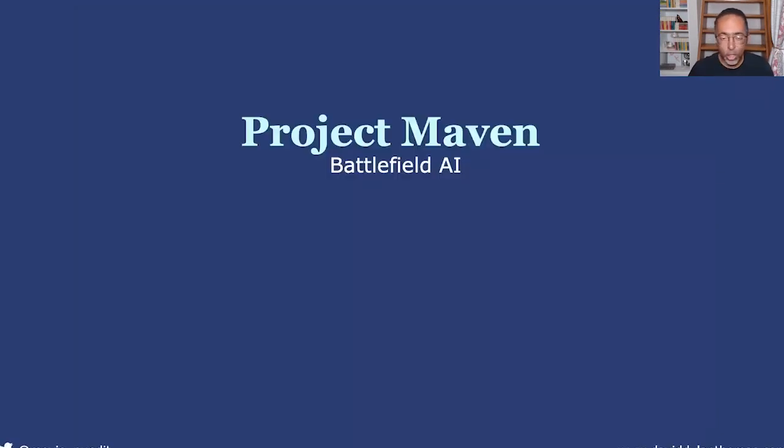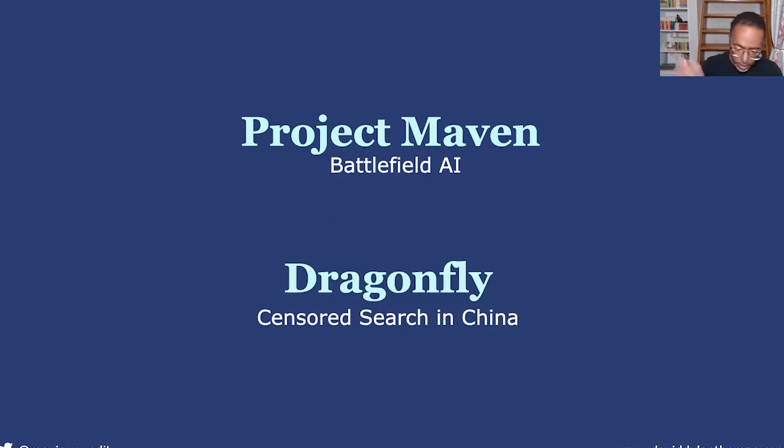This kind of collective action is even showing up in places like Google, where there was Project Maven, which was a battlefield AI. When the people working on it saw what it was, they said, we did not get into this business to build weapons. And if you make us work on this, we're going to walk. And it worked. Google walked away from a $250 million contract. And then they turned right around and did Project Dragonfly, which is censored search in China. So this battle continues to be fought.